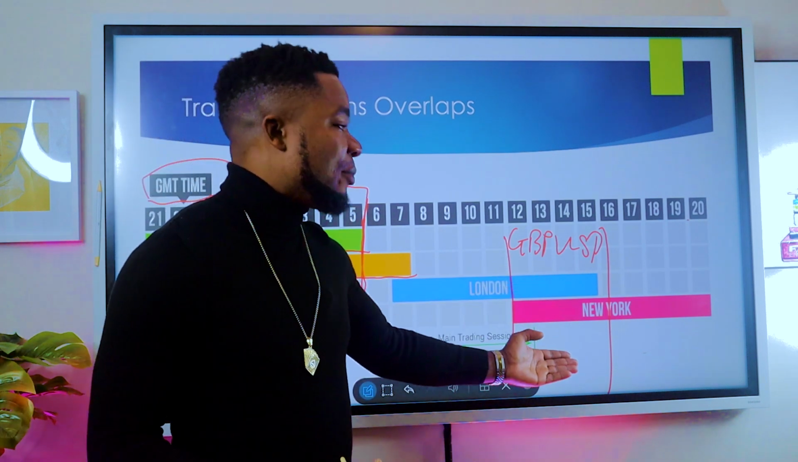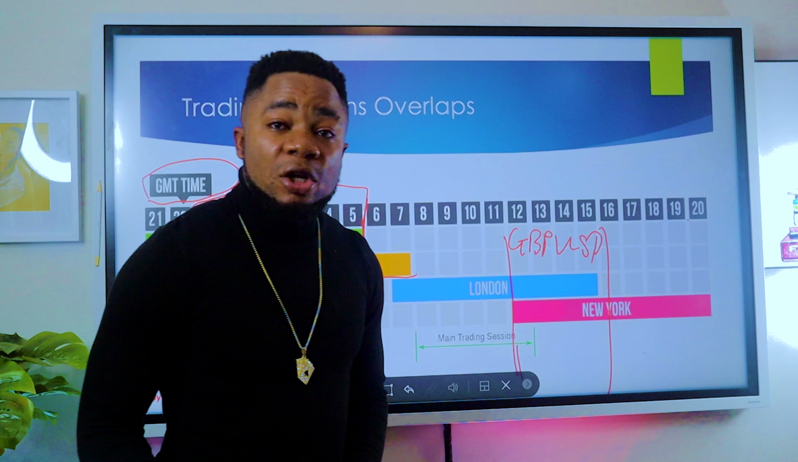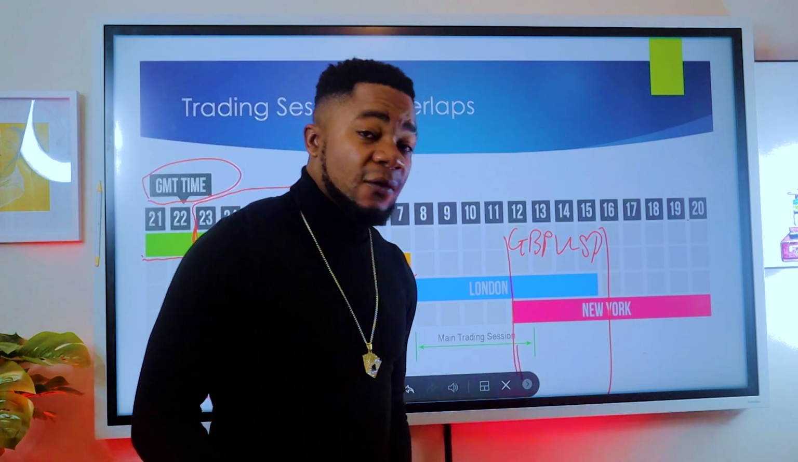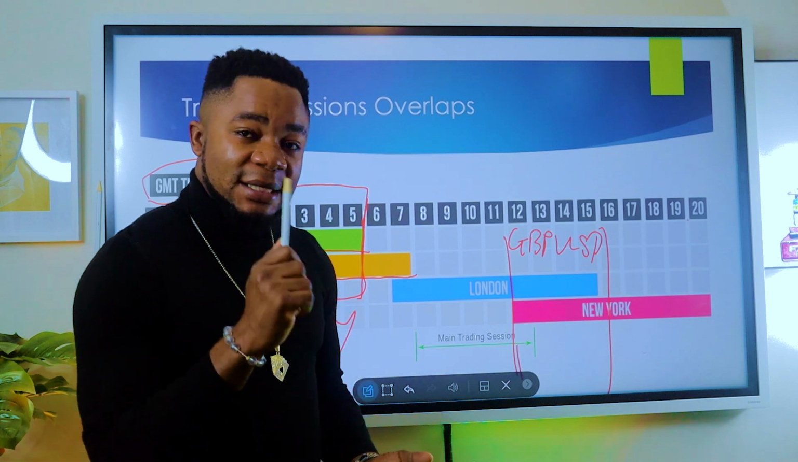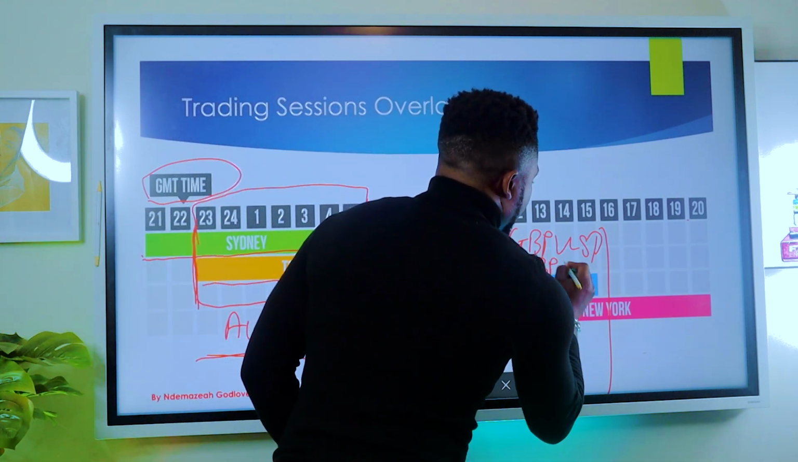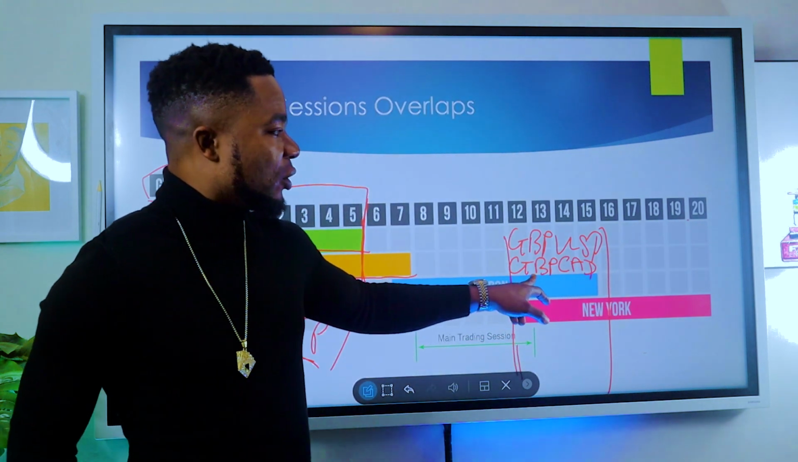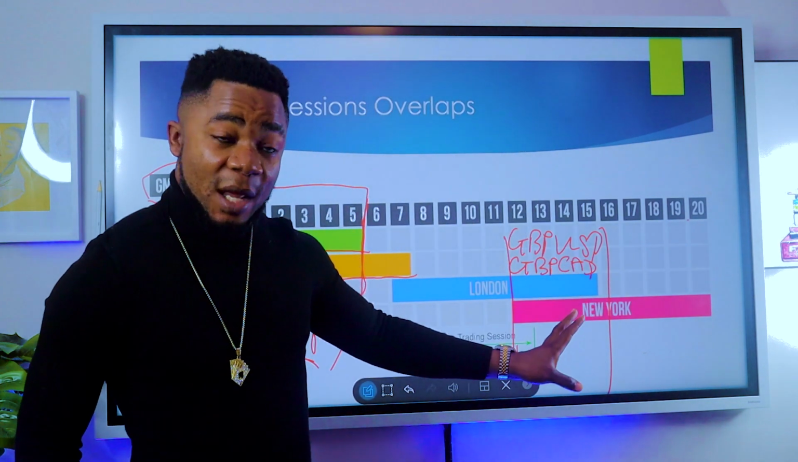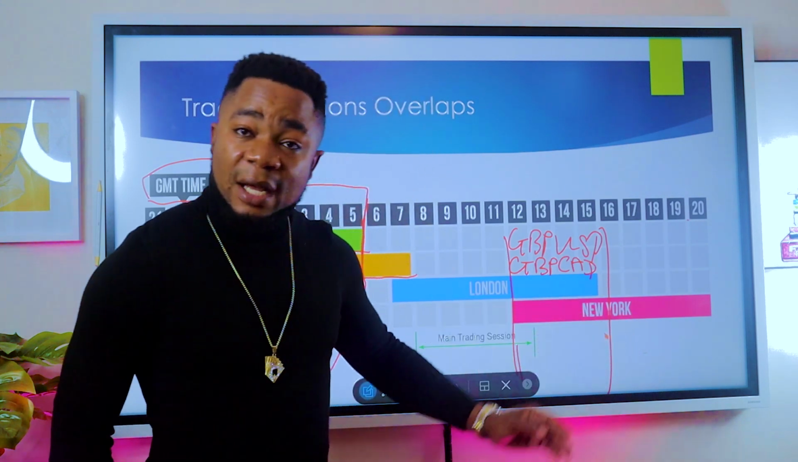So this is the best time you can trade Great Britain pound USD. And remember, the name doesn't always stand for USA, or it doesn't stand for New York. It is also called the North American session. So you can also trade Great Britain pound, Canadian dollar, because the Canadian dollar falls under the North American session.